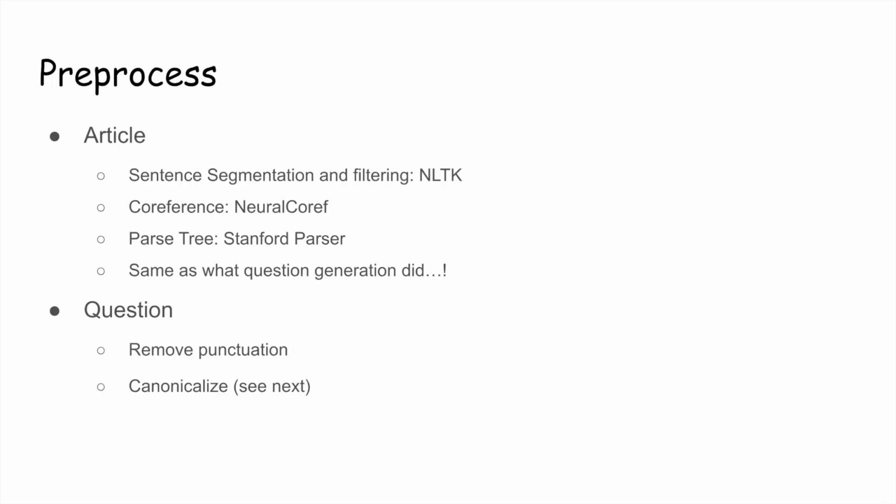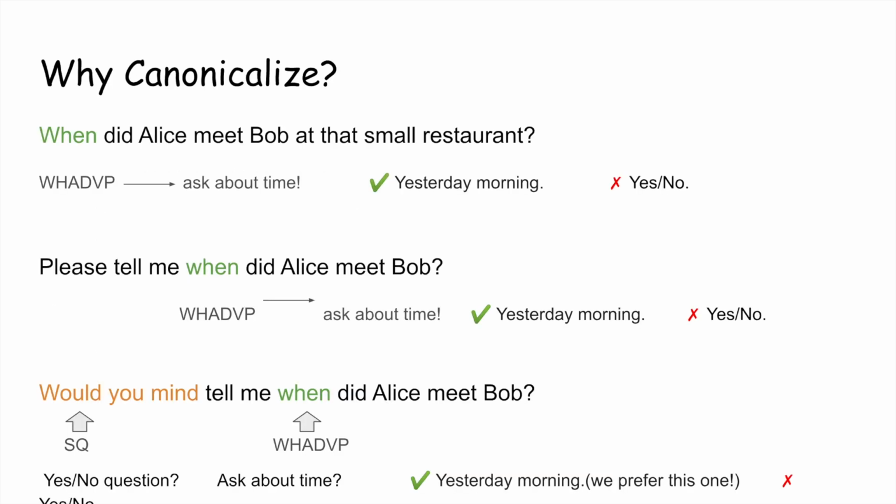Question answering. The first stage of question answering is pre-processing. For the article, we follow a similar procedure as the way we did in question generation. For the question, we simply remove punctuation and perform canonicalization. Canonicalization is an indispensable part of pre-processing to disambiguate question type and identify the real intent of a natural language utterance. For example, the three questions in this slide all contain the same intent.